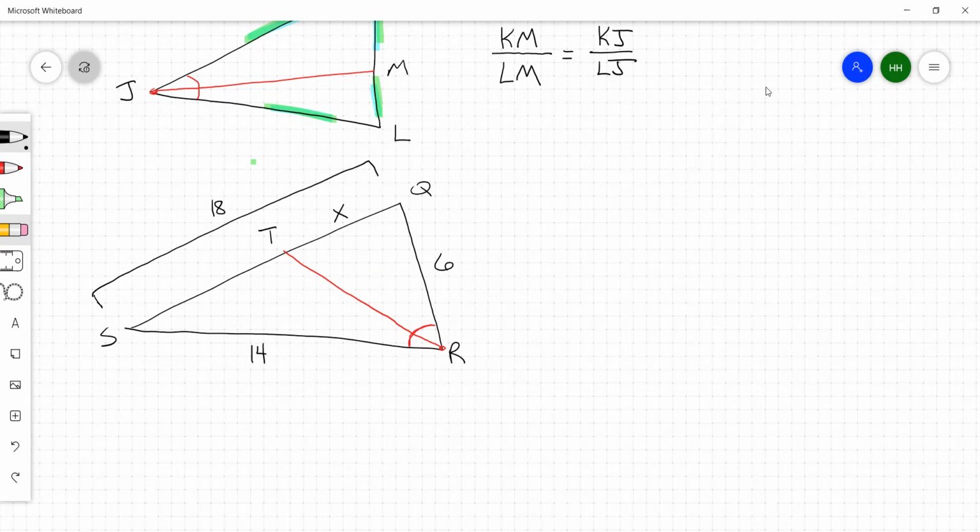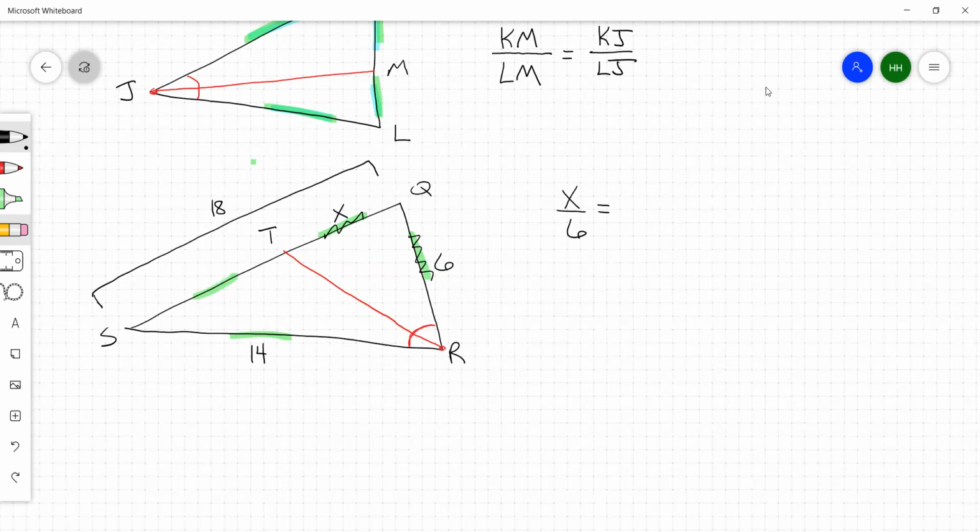So our proportion is going to look like this. What we're missing here, this angle bisector splits these sides proportionally so that this piece, this TQ over 6, is equal to this piece over this piece. So our first ratio is going to be X over 6 is equal to, we did X right here over 6 right here. The next piece we need to use is ST.